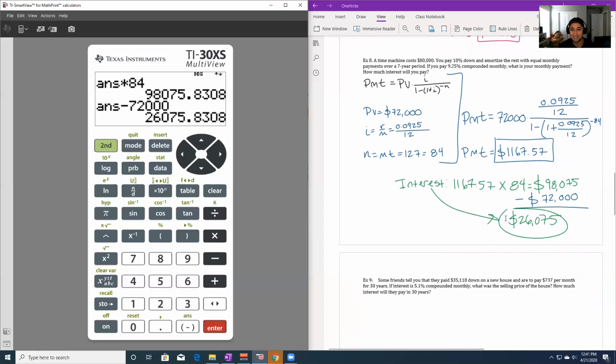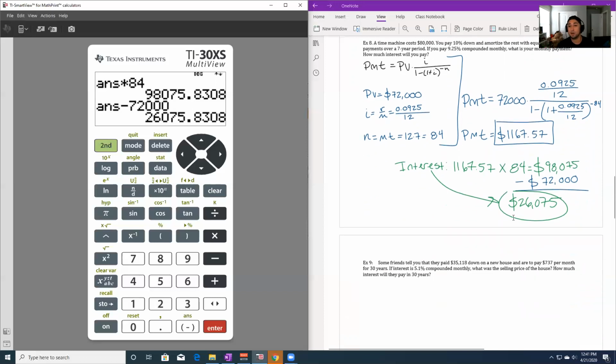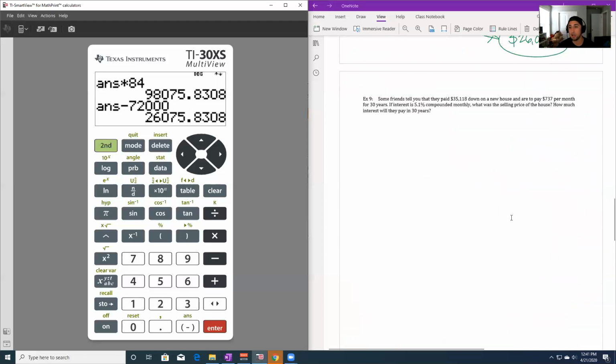Okay. All right, let's go. Okay, it was almost the last one. Number 9. Some friends tell you that they paid $35,118 down on a new house in order to pay $737 per month for 30 years. If interest is 5.1% compounded monthly, what was the selling price of the house? And how much interest will they pay in 30 years?